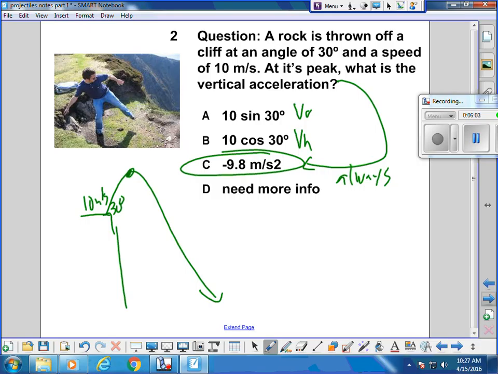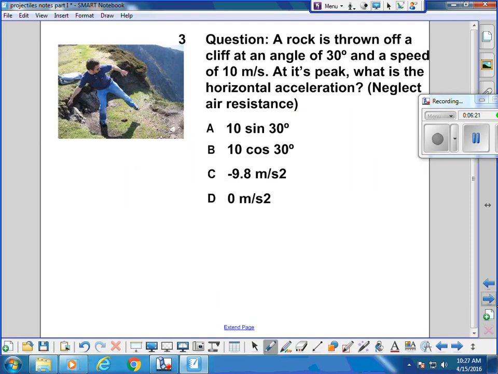Usually, because we ignore air resistance. So yeah, for the questions that you give us, we can just pull negative 9.8. Yeah, pretty much. Unless you're underwater, yeah.